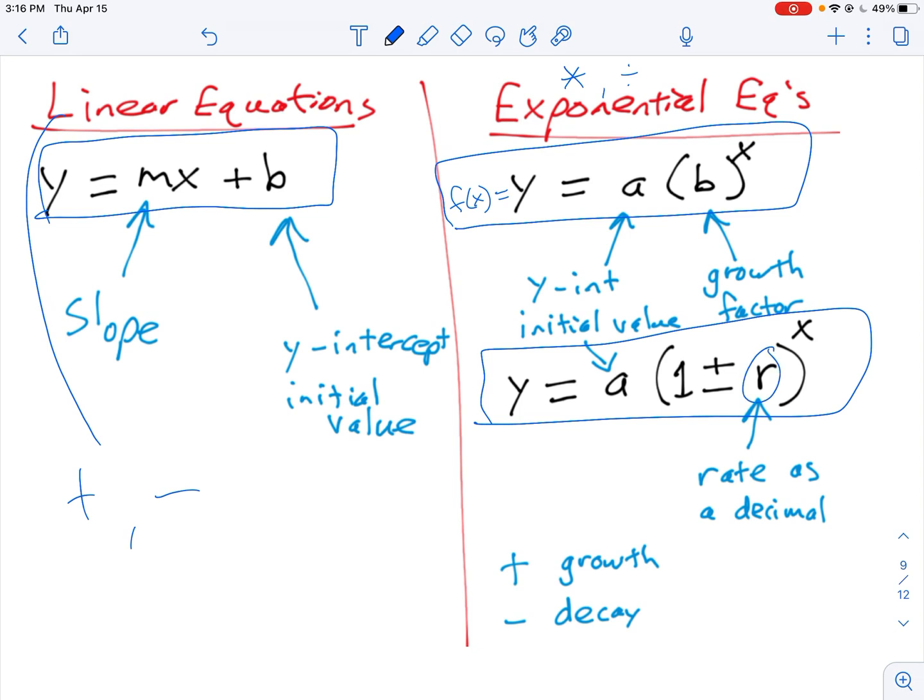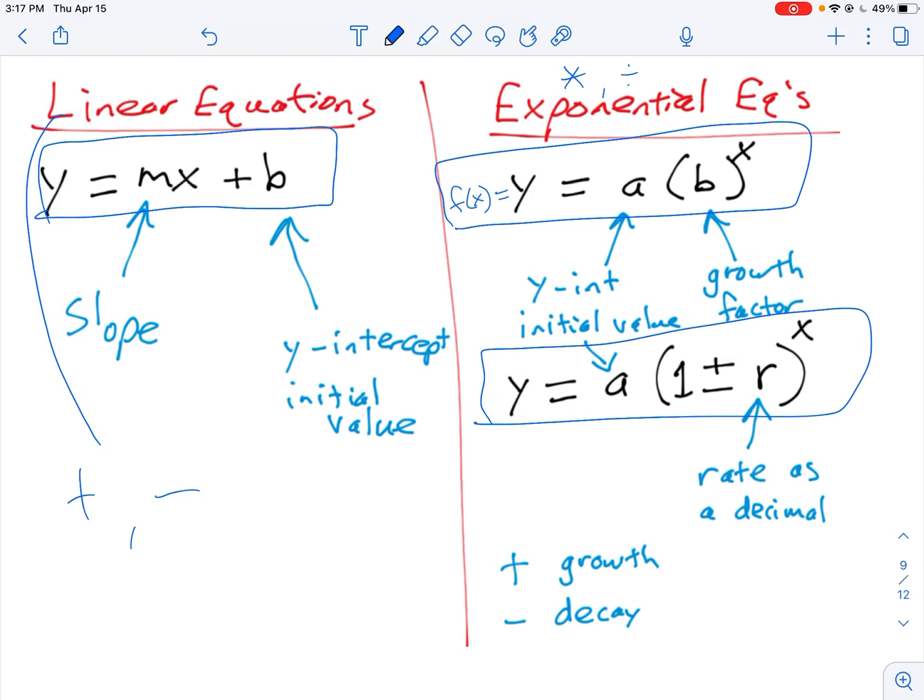This r here is your percent. So if you're going up by 3%, you put plus 0.03 because your r has to be as a decimal. Or if you're losing 17% a year, you're going to put minus 0.17 because it's 17% as a decimal. So those are your basic functions. That's the format they go in.